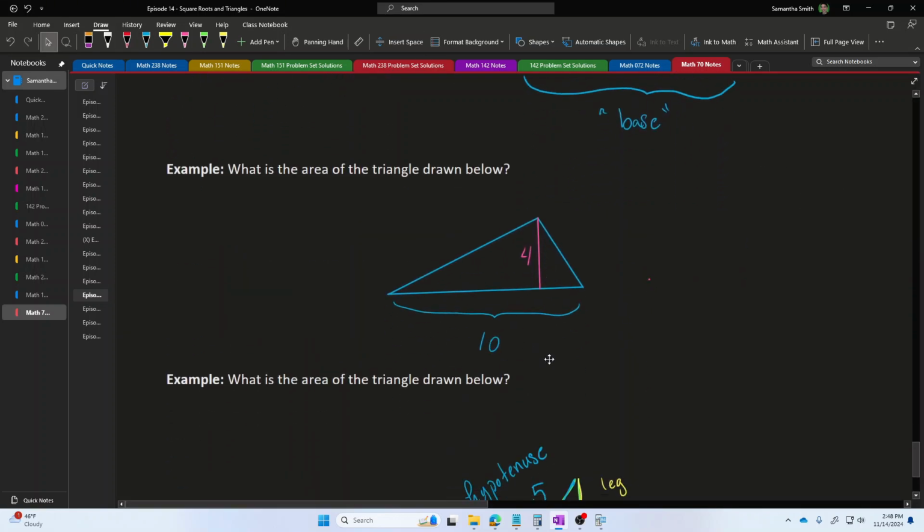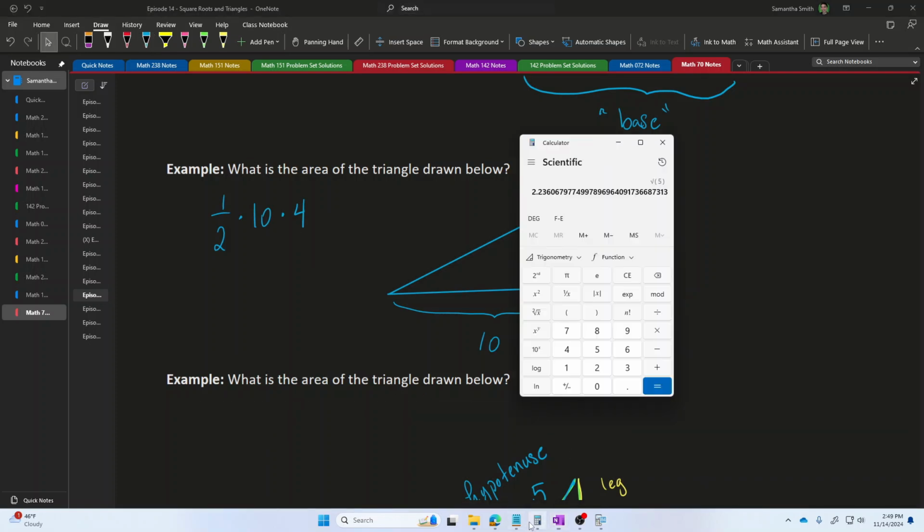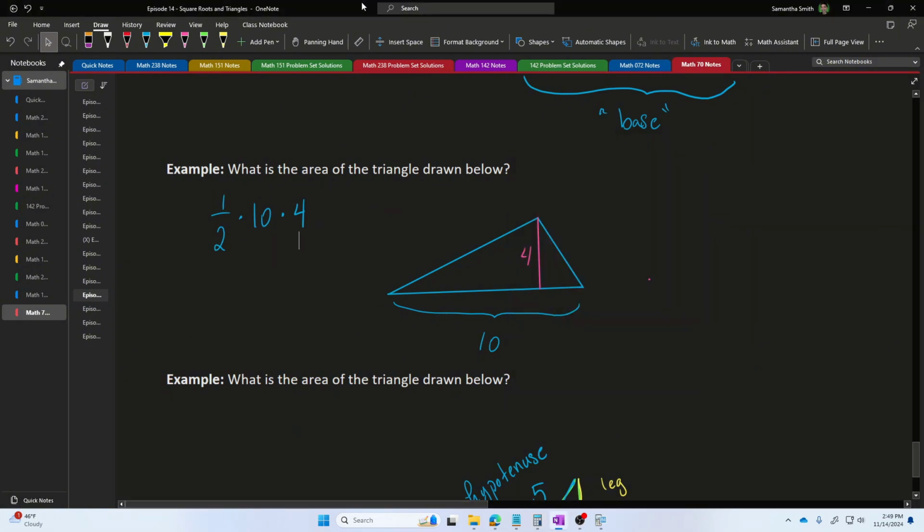So for example, if someone says, what's the area of this triangle here with a base of 10 and a height of 4? All I would have to do to answer that question is take 1/2 times the base times the height. 1/2 of 10 times 4. And so if I did, for example, in the calculator, 10 times 4 cut in half, the result of that would be 20 units. 20 units of area.